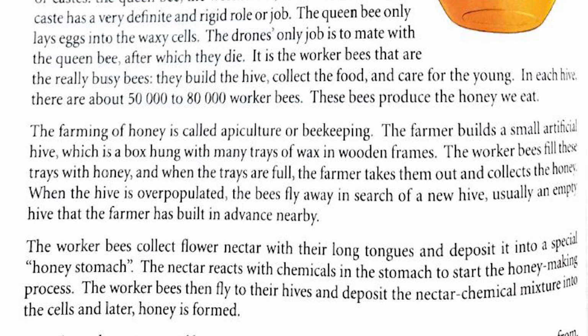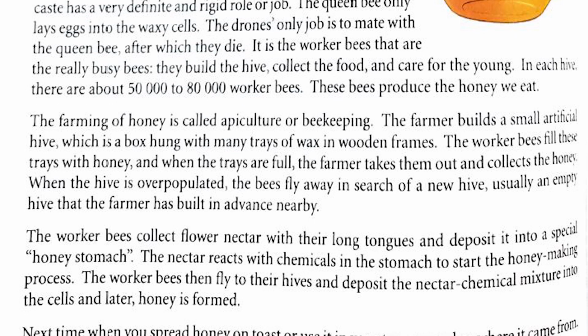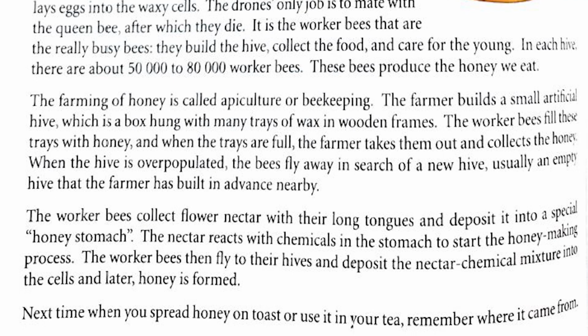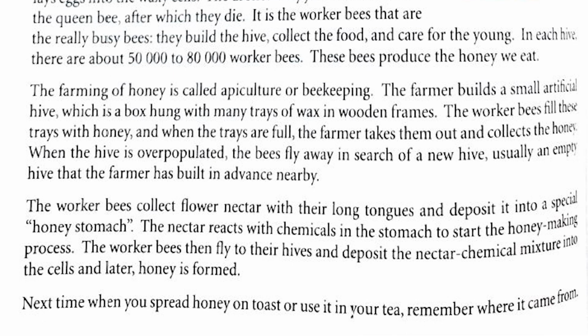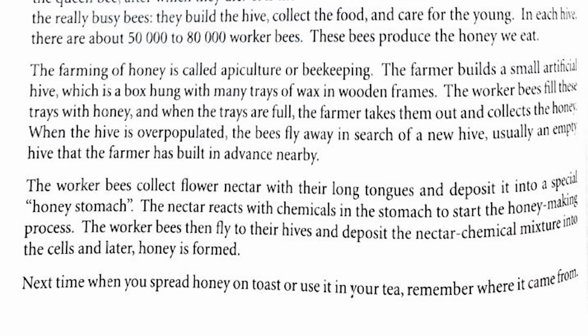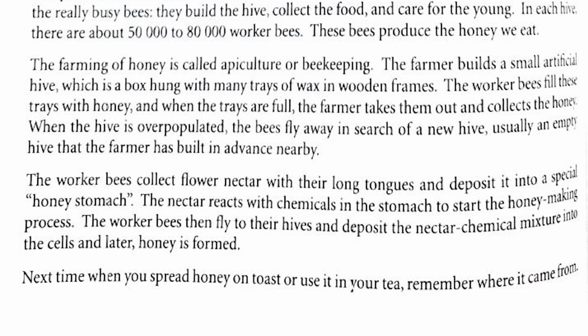The worker bees collect flower nectar with their long tongues and deposit it into a special honey stomach. The nectar reacts with chemicals in the stomach to start the honey-making process. The worker bees then fly to their hives and deposit the nectar chemical mixture into the cells, and later, honey is formed.